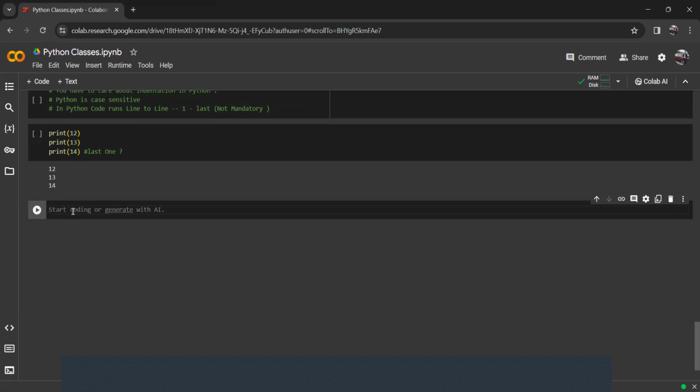Now, how many of you actually know what data structures are? How many of you know what data structures are? Anyone who can tell me what the data structures in Python are, or data structures anywhere? So I will tell you what data structures are in a very simple language.